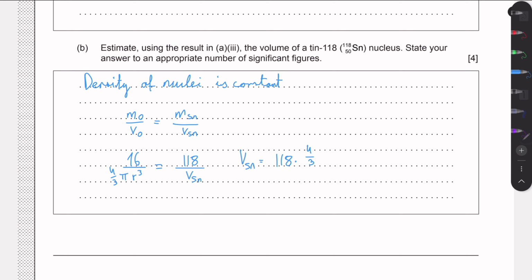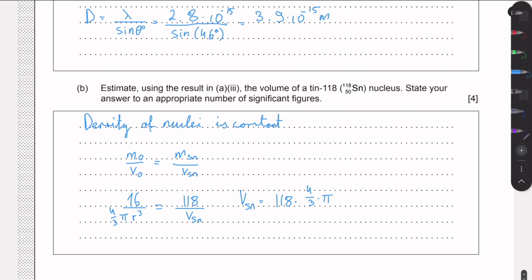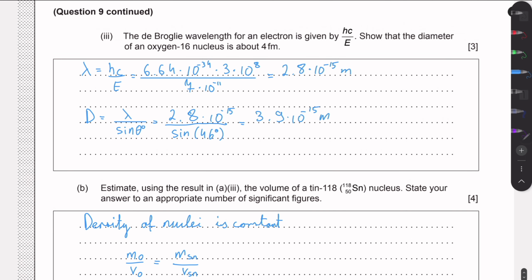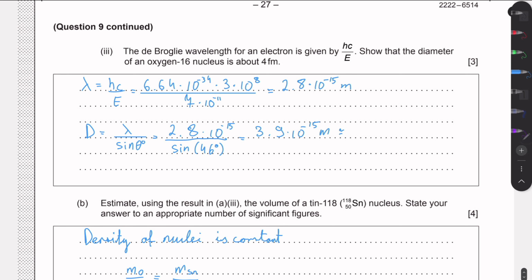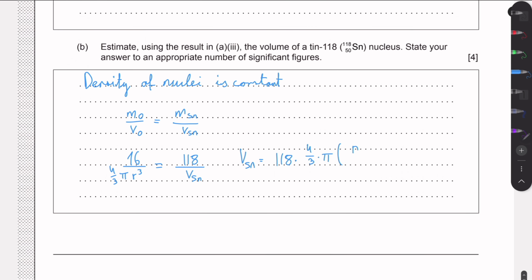So 118 times 4 over 3 times pi times this radius we found in the previous part. So that will just be half of what we found over here. I forgot to mention, but this is approximately 4 femtometers. 1 femtometer is 1 times 10 to the minus 15 meters. So this is the diameter. So here we would have to plug in d over 2, and then we cube it, and then we divide it by 16. And so from this we will get that the volume is 2.3 times 10 to the minus 43 meters cubed. So really small.